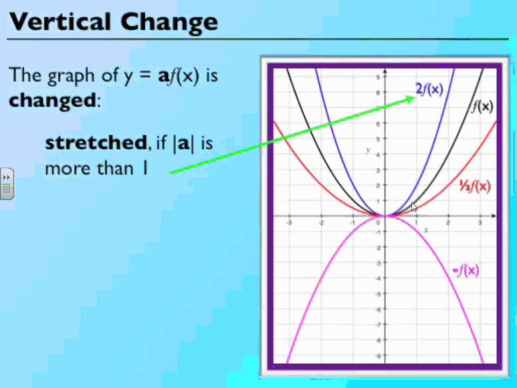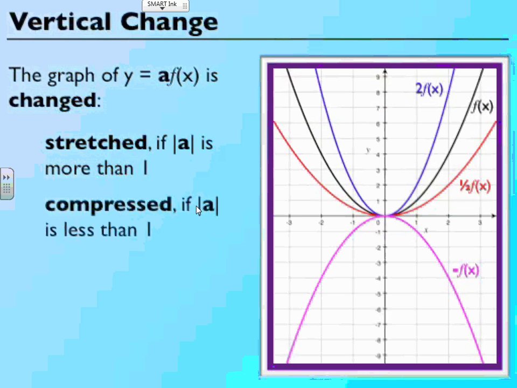Think about taking this black graph here and grabbing these top ends and pulling it up, and then it would look like this. If you pulled them straight up far enough, you'd get to this blue graph. So we're stretching it vertically. Okay? Now, if the absolute value of a is less than 1, the graph is compressed vertically. That's a change. You got to add that in there. Don't just write compressed, write compressed vertically. So that's that graph 1/2 f of x.